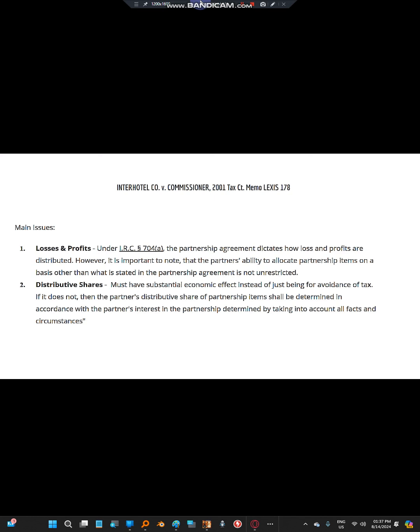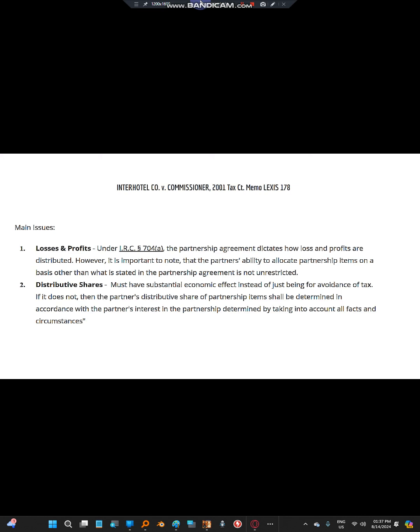The first issue was losses and profits. Under IRC 704(a), the partnership agreement dictates how losses and profits are distributed. But it's important to note that the partner's ability to allocate partnership items is not unrestricted, as in it can change. The second is distributive shares. They must have a substantial economic effect instead of just being for the avoidance of tax.